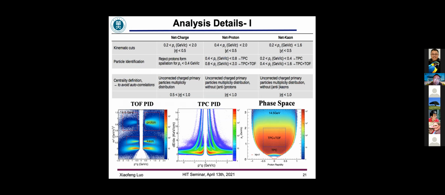Here I show we not only measure net proton but also net charge and net kaon, in the beam energy scan 1. I just list some details over here. Kinematic cuts, PID: we use both TPC and time of flight. The centrality definition should be done very carefully because you have to avoid autocorrelation, and also you need to maximize your acceptance to allow more particles entering into your centrality definition, to reduce the volume fluctuations.